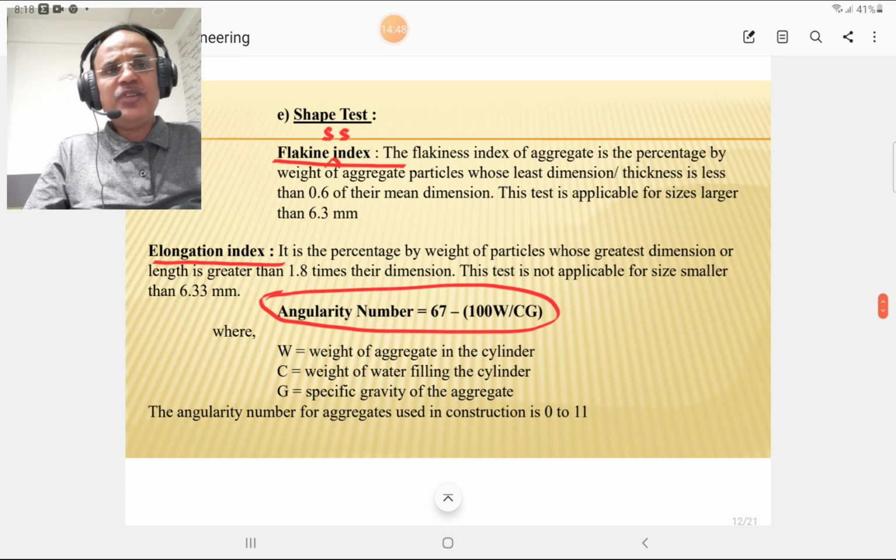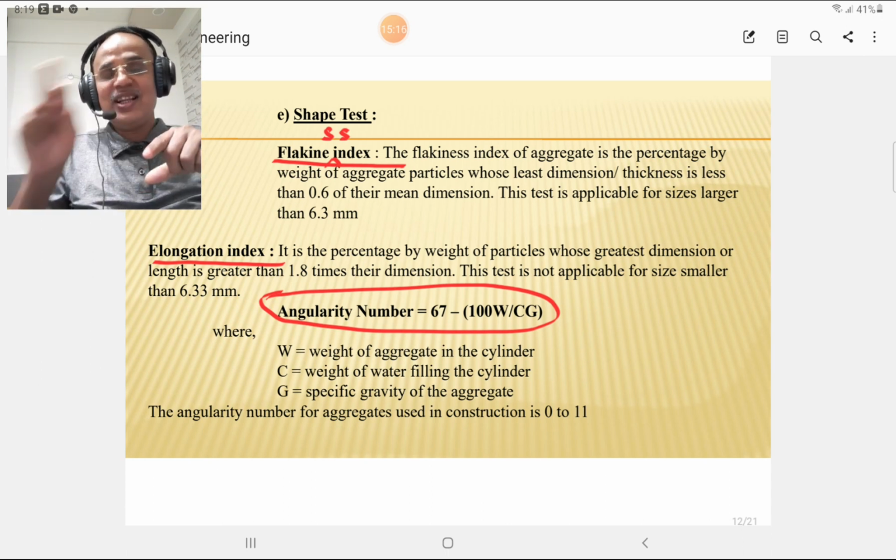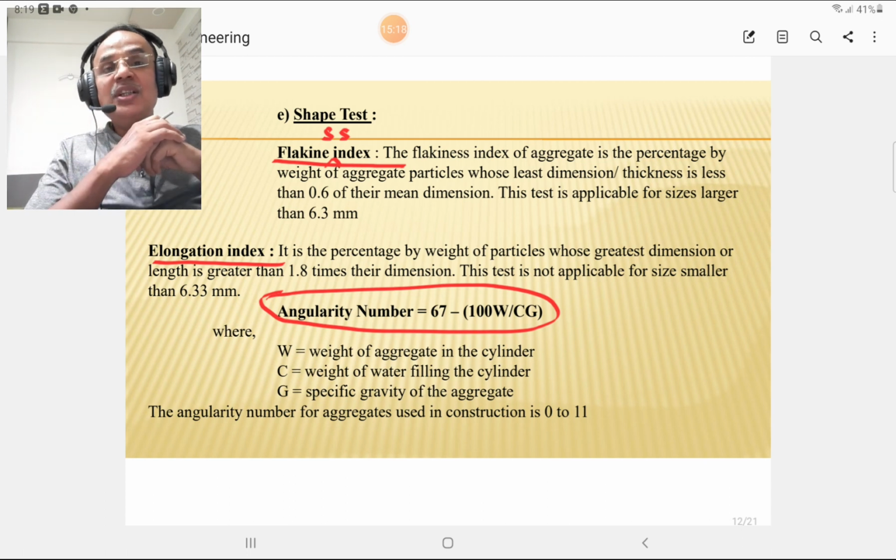Then shape test. In shape test, two tests are important. First is the flakiness index and second is the elongation index. The flakiness index of the aggregate is the percentage by weight of aggregate particles whose least dimension or thickness is less than 0.6 of their mean dimension. 0.6 of their mean dimension is important. This test is applicable for sizes larger than 6.3 mm. For that, a gauge is used where different shapes of aggregates are mentioned. And elongation index is the percentage by weight of particles whose greatest dimension or length is greater than 1.8 times their mean dimension.